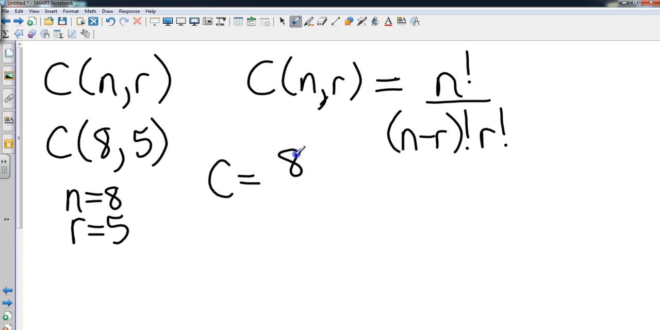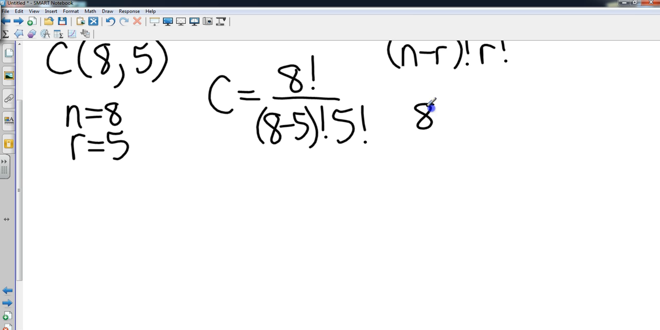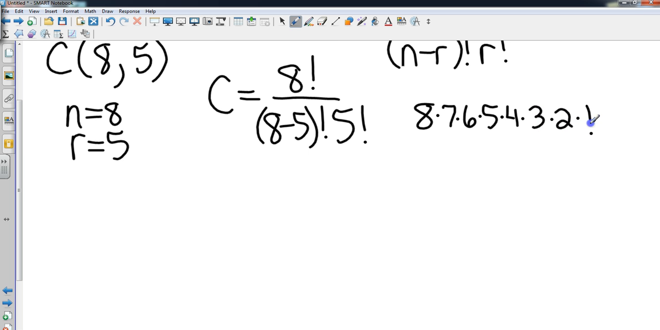So we're going to take 8 factorial all over 8 minus 5 factorial times 5 factorial. You'll notice a lot more are going to cancel out on this one because order wasn't important, and so there will be less choices. Okay, so we've got 8 times 7, 6, 5, 4, 3, 2, and 1 to take care of my factorial, all over 3 factorial times 5 factorial.